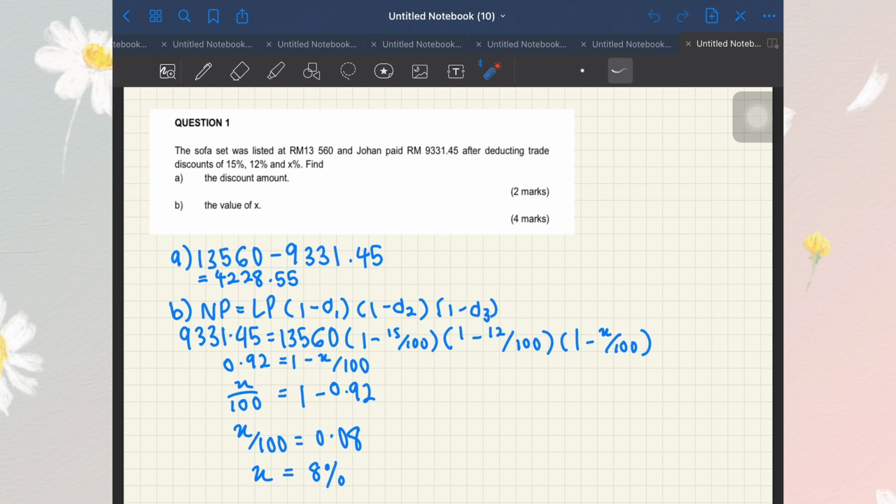So what I do here is I bring this term to the other side and this term to this side, and then you will get X per 100 equal to 1 minus 0.92, and later you will get X over 100 equal to 0.08. Then you just need to bring the 100 to this side and multiply it. So this means 0.08 times 100, and you will get the final answer X equal to 8%.